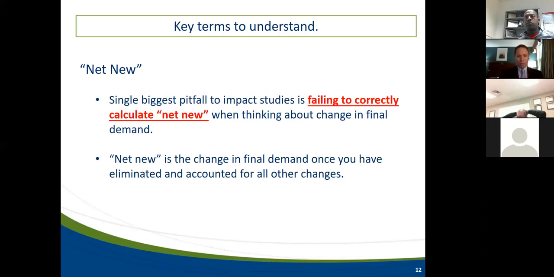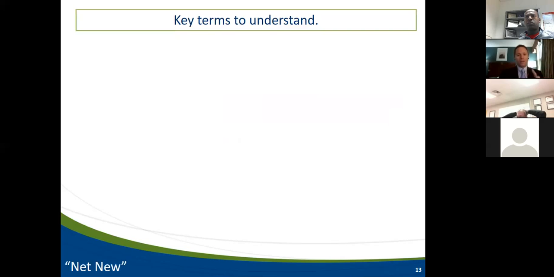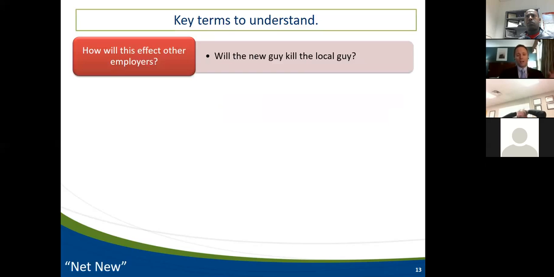Net new is a second bullet point. It's the change in final demand. It's the change in the economy once you have eliminated and accounted for all other changes. All right? If you take nothing else away from this conversation, this is the most important part. Before you can have an economic impact, you have to have net new. Okay? We're going to come up in the quiz in just a minute, so you've got to pay attention to this part. Here are the kind of questions that you may have to ask to understand this key idea of net new.